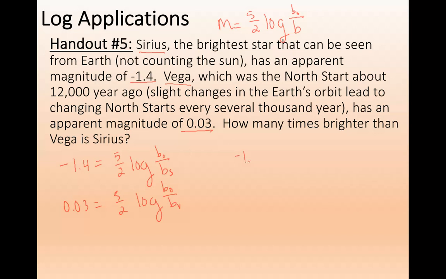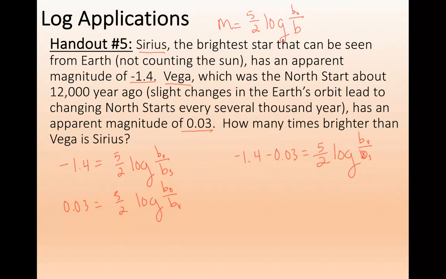I'm going to end up with negative 1.4 minus 0.03 equals 5 halves log. When you divide these, what's going to happen? I'm going to end up with Vega over Sirius, right? The actual brightness of Vega over the actual brightness of Sirius. Well, that's what we want to figure out, right? We want to figure out how many times brighter is Vega than Sirius. So we need to solve for that.